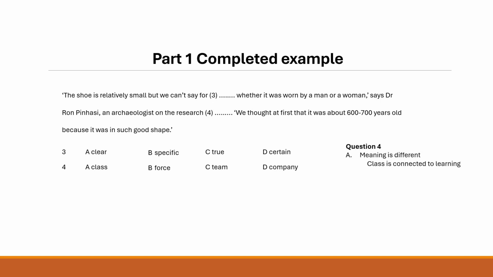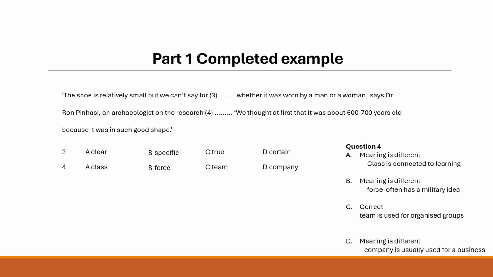If we look at question 4, A is a word that we use when we talk about some type of education. And B, the meaning is also different for what we want to say here, and commonly the word force has a military type of idea. The correct answer here is the word team, and we use team to talk about organized groups, and in this case, a research team. And D is also incorrect because the word company, we generally use it to talk about some form of business.